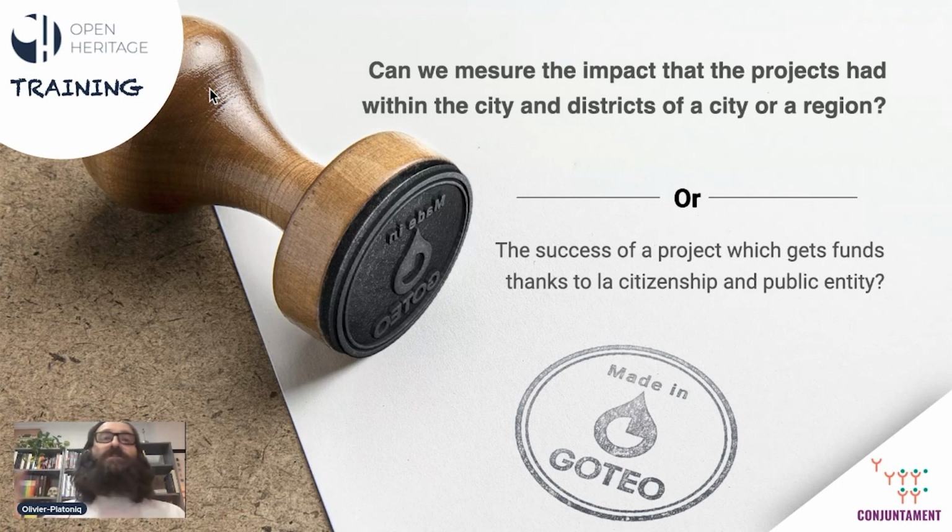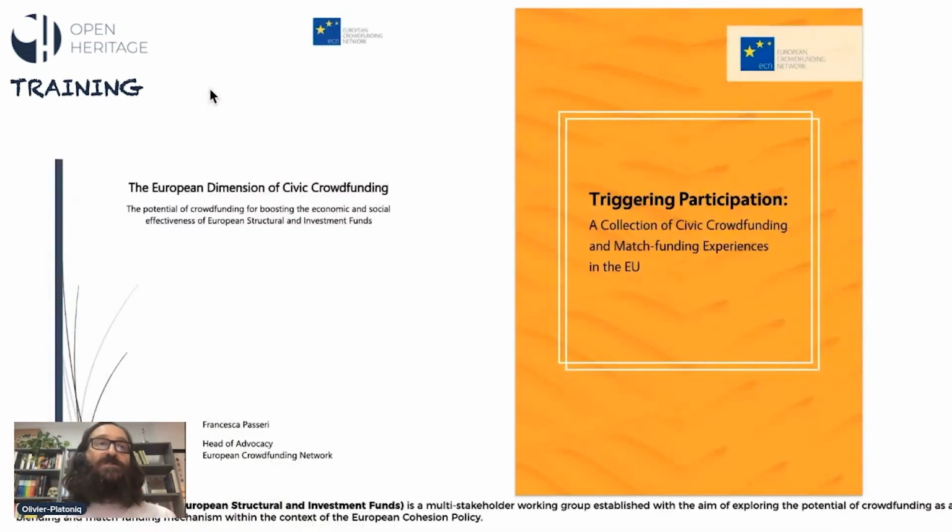So, last chapter: we've looked at lots of impact data that the digital community financing platform can provide. And the real question to end up with is, can we measure the impact of projects in a specific city and specific districts of a city or a region? And the response is yes. But how do we measure the success of a project which gets funds thanks to both the citizenship and public entities through these match funding schemes?